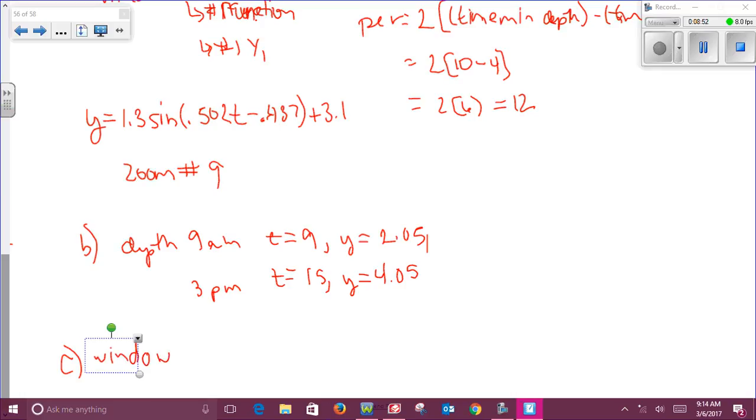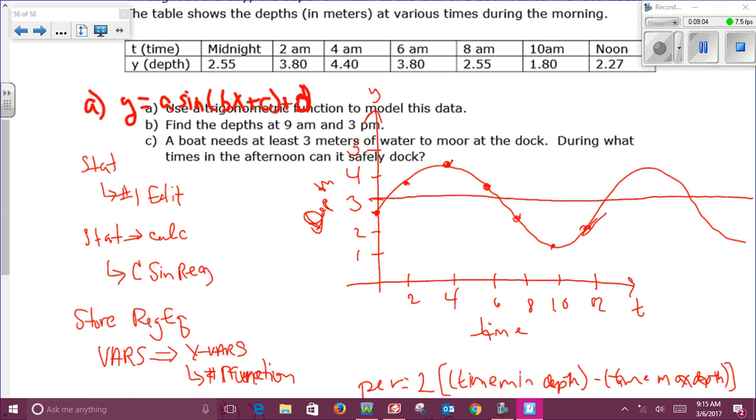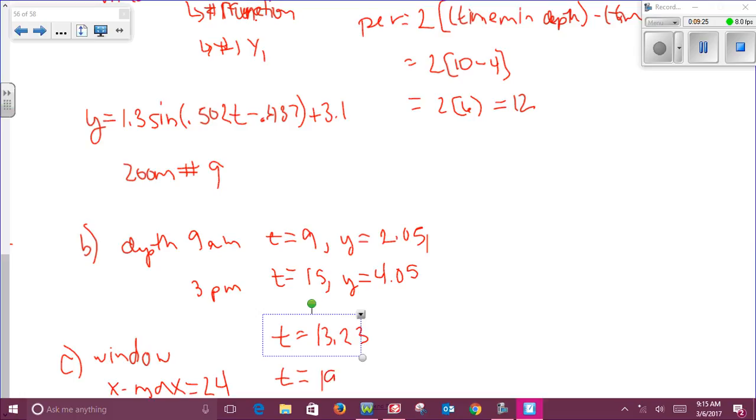And if I need to look at 24 hours, that means my x max needs to equal 24. So I change that, and then I'll get a different picture on my graph. And then this line, I also need to put in y equals 3 into y2. And I need to find this point and this point on the graph. I have to use my intersect feature, which is second trace. And we're going to intersect. And when I do that, I get t equals 13.23. And again, t equals 19.79.